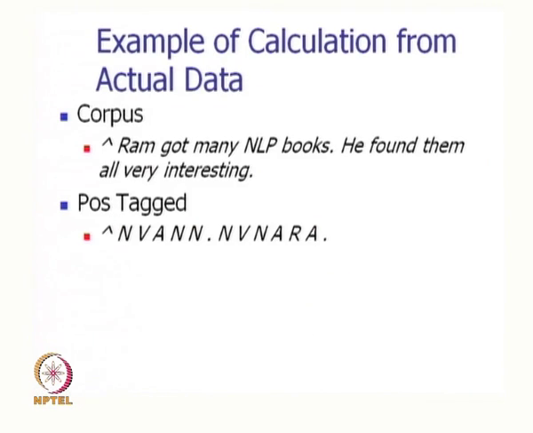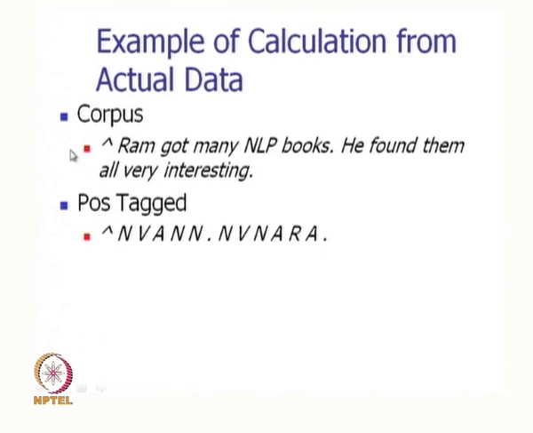So, we take an example here, an example of calculation from actual data. Suppose our corpus contains only one sentence, which is Ram got many NLP books. Ram is the name of a person, got many NLP books. NLP stands for natural language processing. He found them all very interesting.